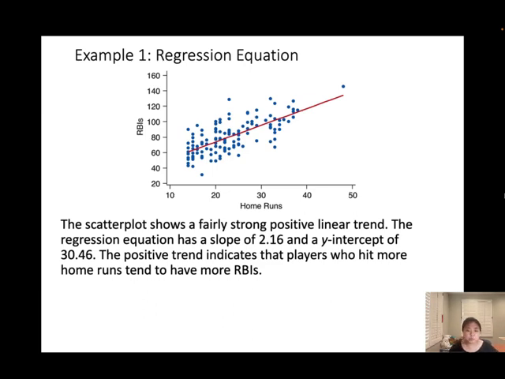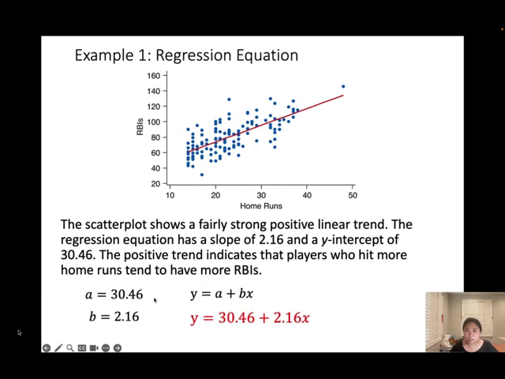Okay, look at this example. The scatter plot shows a fairly strong positive linear trend. It's increasing here. The regression equation has a slope of 2.16, so b equal to 2.16. And then the y-intercept, which is your a, of 30.46. The positive trend indicates that players who hit more home runs tend to have more RBIs. So we're going to write down the regression equation. They gave the a, they gave the b, put it back. This is the regression equation here.